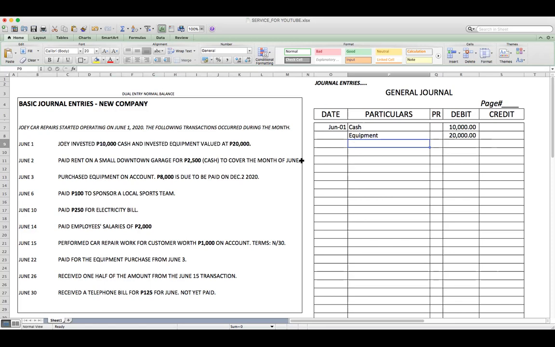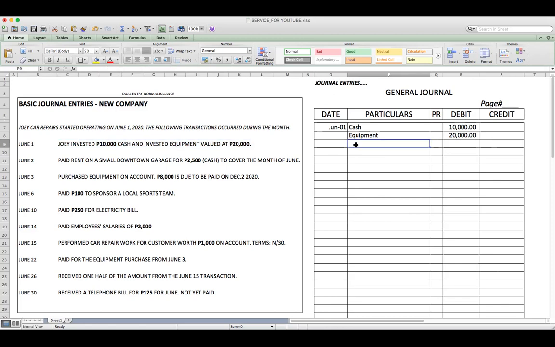Anyway, so ang tanong, sinong kausap natin? Ang kausap natin si Joey. So si Joey ay ang may-ari sa atin. Remember, ang point of view natin, we are the business. So we receive cash and equipment. Yun ang ating tinanggap. Wala tayong binili. Wala tayong binayaran dito, pero may tinanggap tayo. So na-identify mo na yon as your debit bilang cash at equipment.